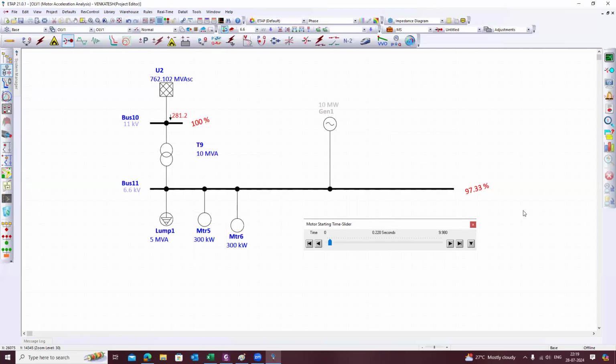Okay. Sir, I have a doubt. Not from this class, actually, a general doubt. Can you explain a little bit about positive sequence, zero sequence, and negative sequence fault currents?